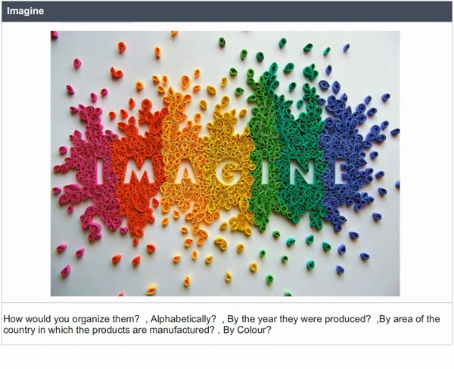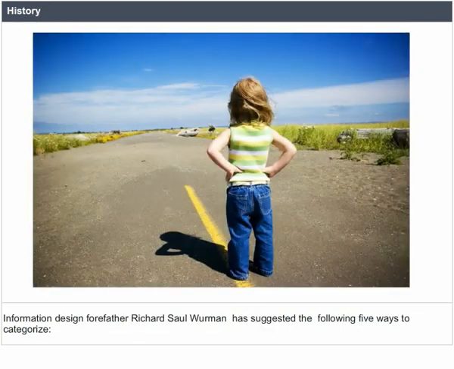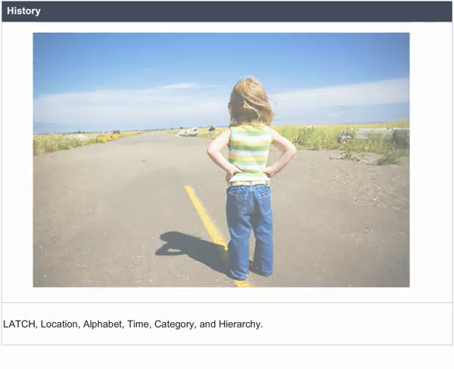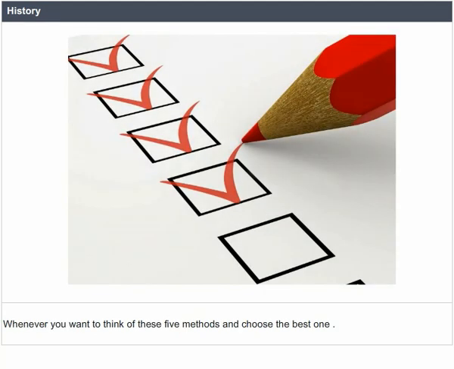Alphabetically, by the year they were produced, by area of the country in which the products are manufactured, by color. History. Information design forefather Richard Saul Wurman has suggested the following 5 ways to categorize: location, alphabet, time, category, and hierarchy. Whenever you want to think of these 5 methods, choose the best one.